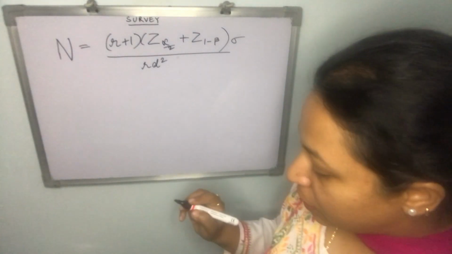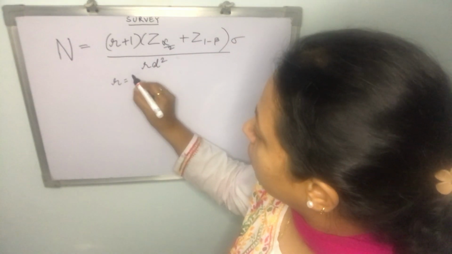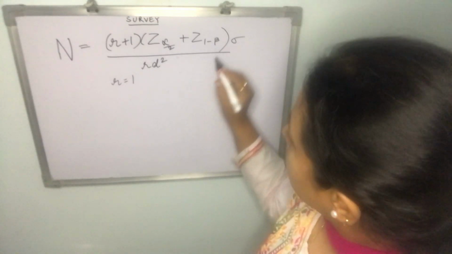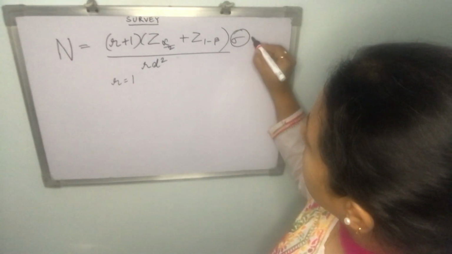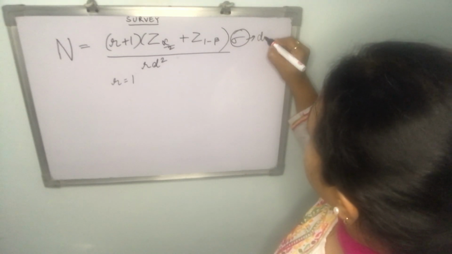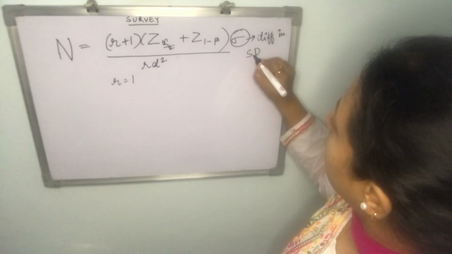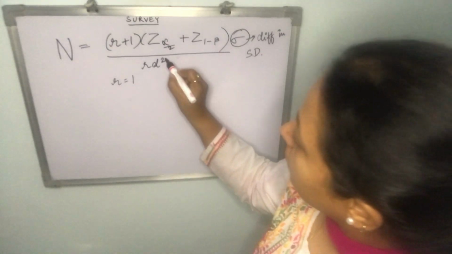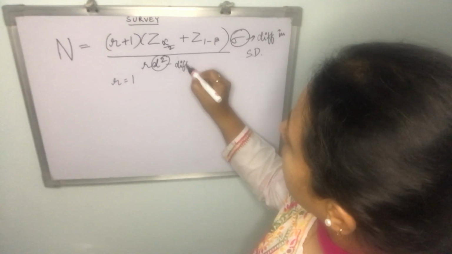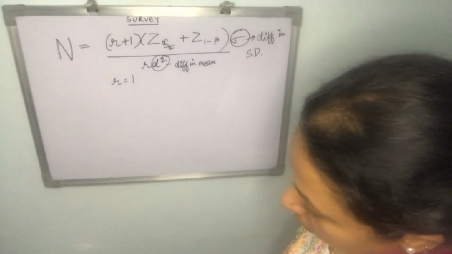So how do we put in the values here? Now r is usually taken as 1, and your sigma is basically the difference in standard deviation. Difference in standard deviation. And this d is the difference in means, the value of means. Okay.